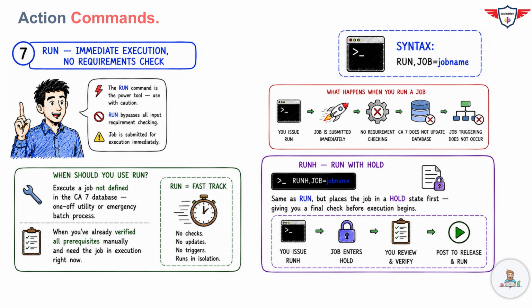You can also use run command when you have already verified all the prerequisites manually and need the job in execution right now without waiting for CA7 requirement evaluation. You can also use the runH command that does the same, but it will place the job in hold state first so that you can do a final check before execution begins.